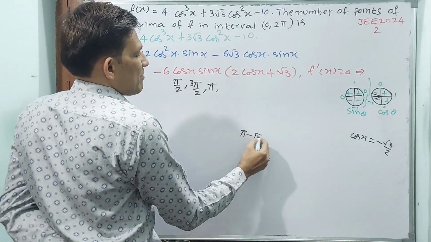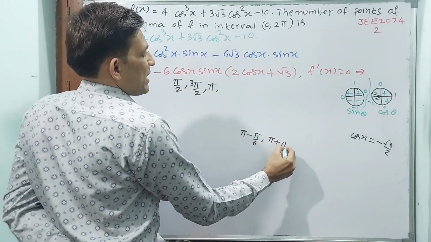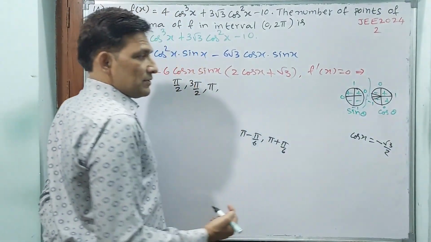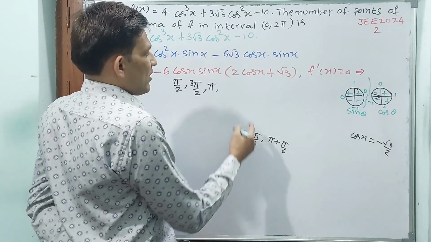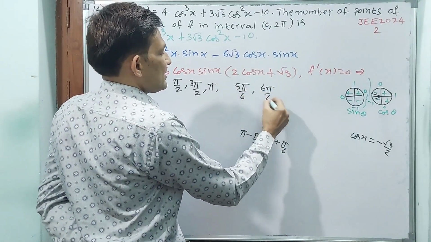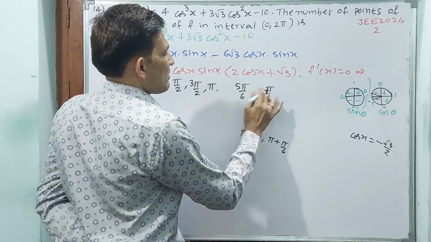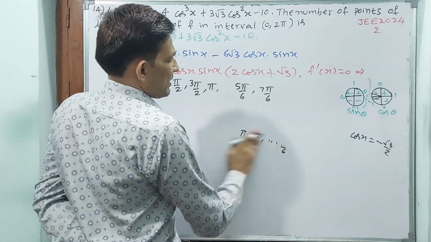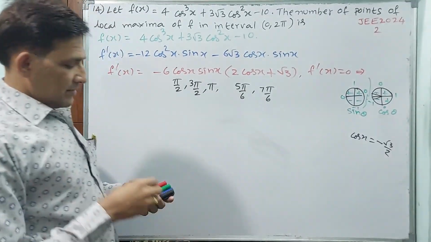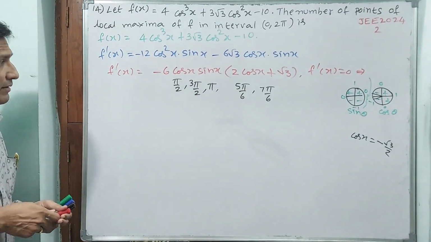Pi minus pi by 6, pi plus pi by 6. Okay? Here pi will come. That is why. Okay, what is this value? 5 pi by 6? 6 pi by 6, sorry. 7 pi by 6. Okay, 6 pi plus pi, 7 pi by 6. Okay? See, now these 5 are critical points. Okay, these 5 are critical points.